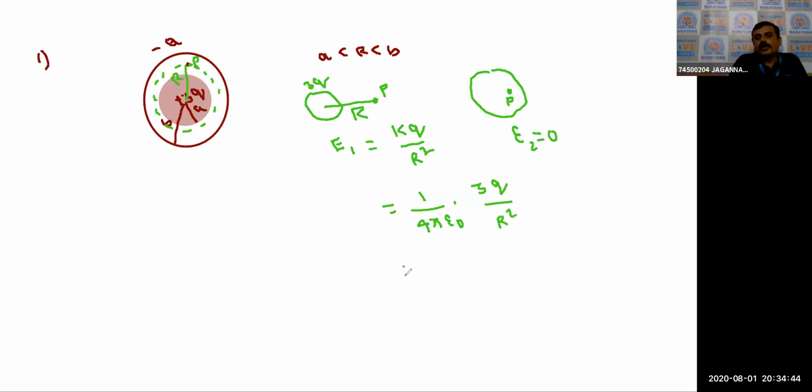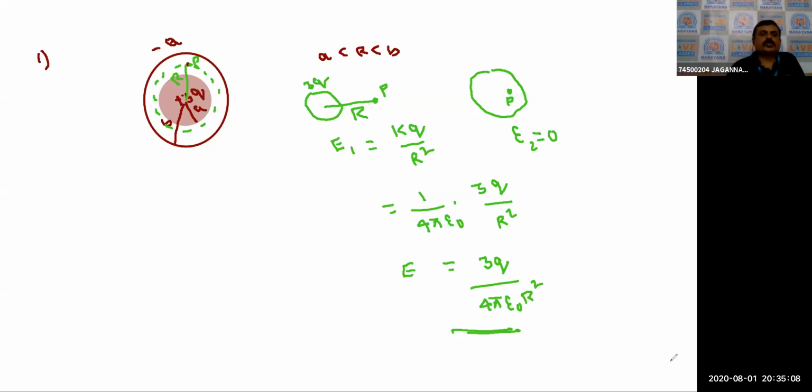So net electric field E equals E1 plus E2, and E2 is 0. So E1 means how much here? 3q by 4 pi epsilon naught into r square. This is the electric field inside at a point R.